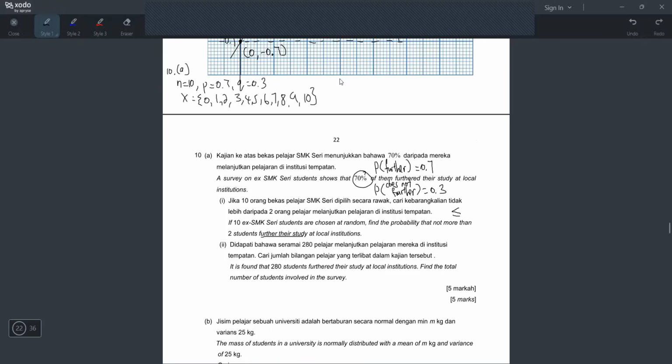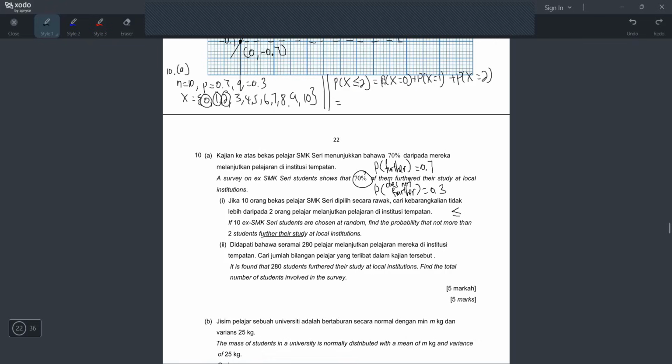But now they ask you to find only probability for not more than 2. It means I am only calculating for Px not more than, so smaller sama dengan 2. Alright. So what you do now is you have to calculate Px equals 2, Px equals 1, Px equals 0, add them together lah. So Px equals 0 plus Px equals 1 plus Px equals 2. So I will write my working here.